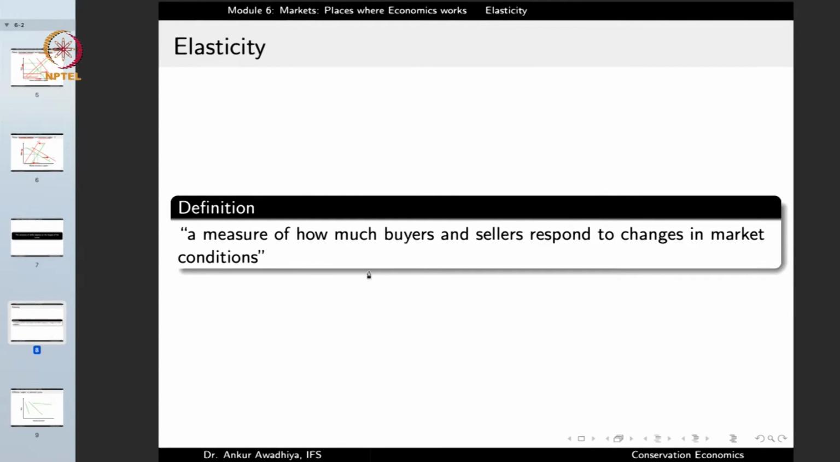So we are trying to measure the response of buyers and sellers, and we are trying to measure how much this response changes. That is the extent of this change. So we are trying to measure the direction of change and we are trying to measure the magnitude of the change. And this changes in response to changes in the market conditions. So whenever there is a change in the market conditions, does this demand and supply increase or decrease, and in which direction and by how much is the question.